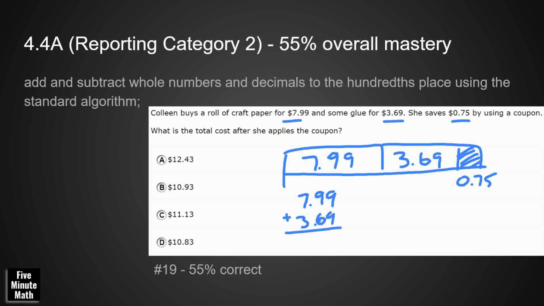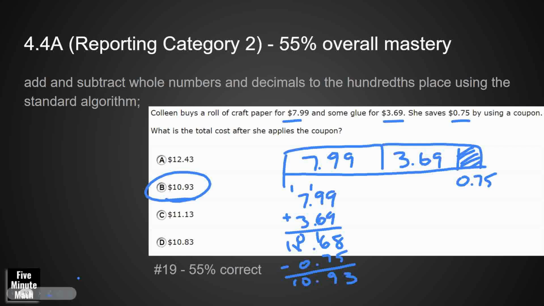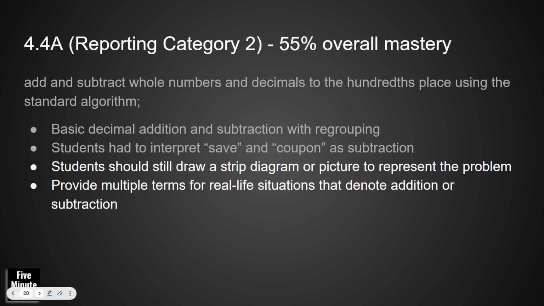So I'm going to represent it with the strip diagram first. 18, that's 10, that's 16. It's 11.68. Now I need to subtract that 75 cents because I'm saving it. So let's make that a 9, 10.93. Only 55% of our students were able to get that correct. And it's just basic decimal addition and subtraction with regrouping. The save and the coupon, that's what they had to figure out. That meant subtraction.